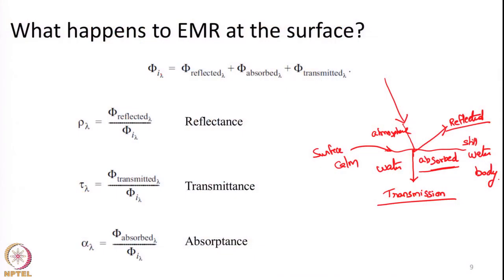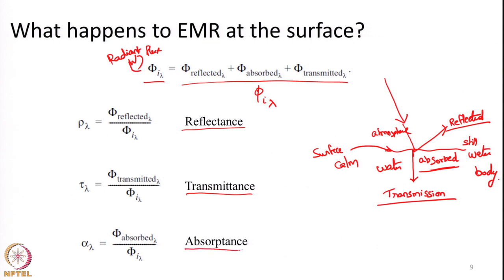Then some portion of energy will go into the medium, say here in this example it is water. A part of that energy which went into the water will be transmitted continuously, or a part of it can be absorbed. So, these three essentially take care of the total incoming solar radiation. If we say this is the total energy, radiant flux in unit watt, that reaches the Earth's surface, a part of it is reflected, a part absorbed, a part transmitted. If you divide everything by the total incoming energy, we get what is known as reflectance, transmittance and absorptance.